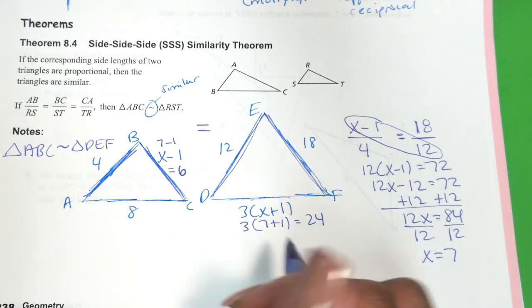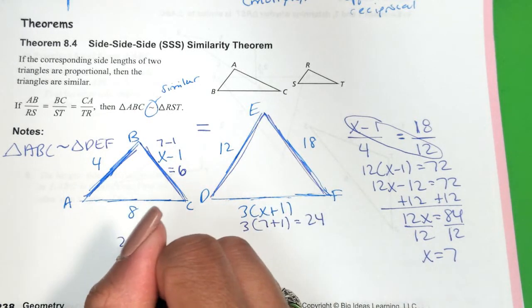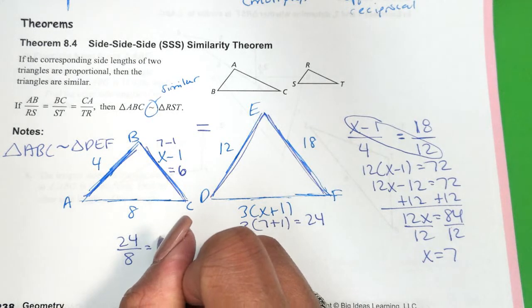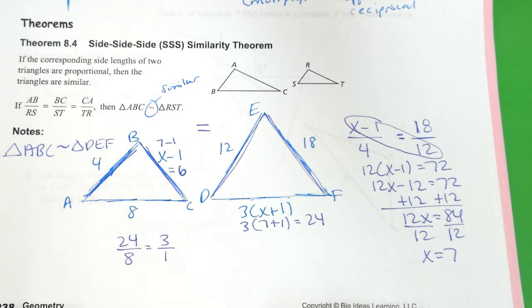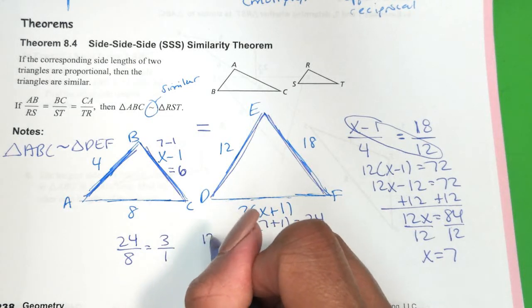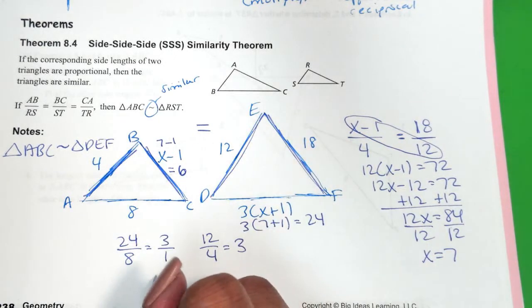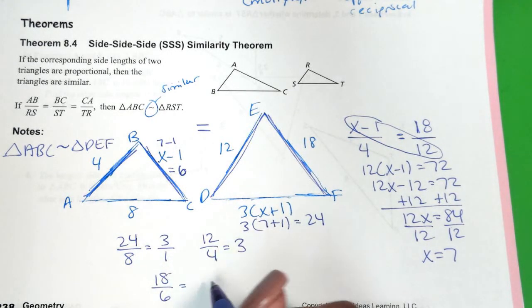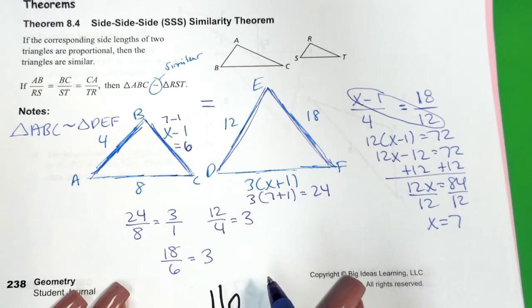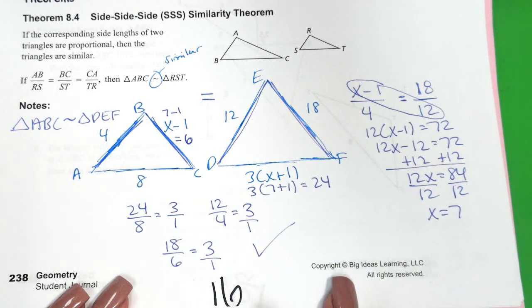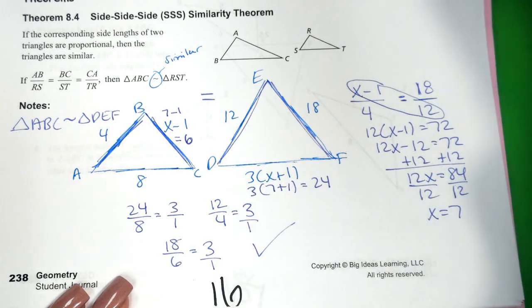So I have 24 all over 8. And what does that reduce down to? 24 divided by 8, and I get 3 over 1. So definitely a scale factor bigger than 1. Let's check my other one. I have 12 over 4, and I still get 3. And then I have 18 over 6, and it does give me 3. So they all have the same scale factor of 3, or 3 over 1. So these triangles are similar to each other. Okay, so let's move on to the next page.